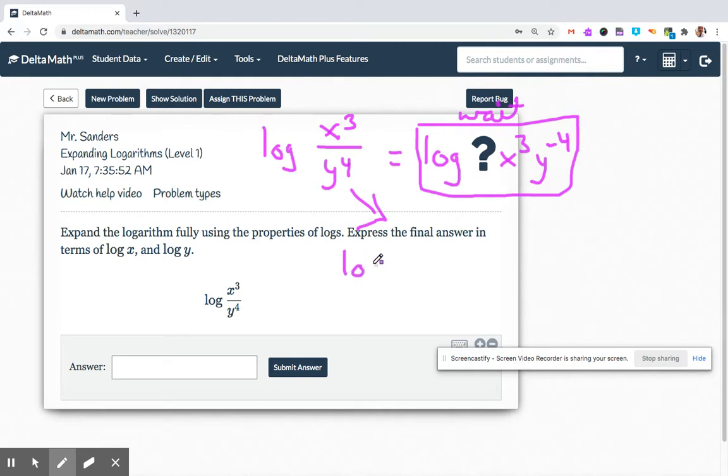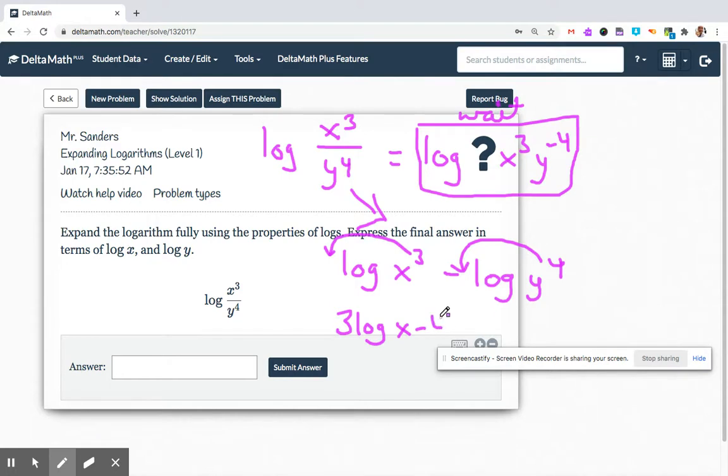So we have our original log. The one on top, the numerator, goes first, minus, that's what that divide turns into, a minus, the bottom, log of y to the 4th. All right, and then do you remember what we do? Exponents go out front. Exponents go in front. All right, so this now becomes 3 log of x minus 4 log of y.